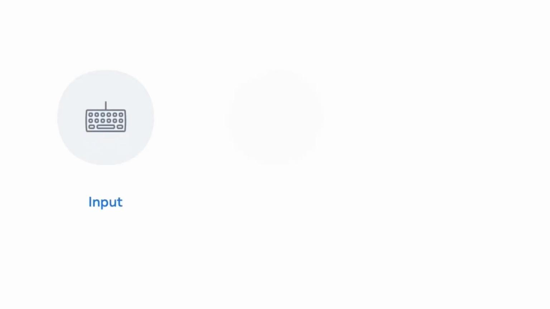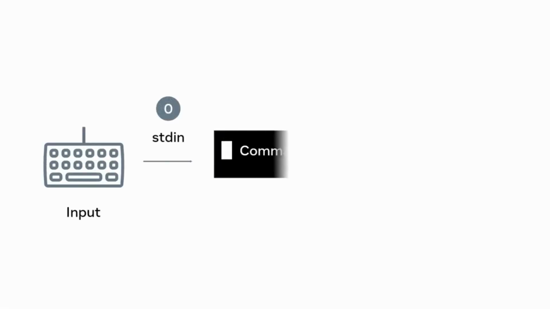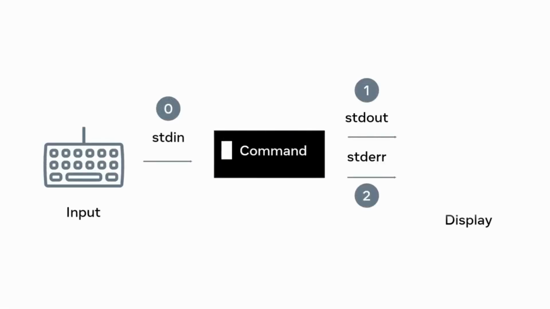There are three types of I/O or input-output redirections: standard input, standard output, and standard error. The shell keeps a reference of standard input, output, and error by a numbering system. The 0 is for standard input, 1 is for standard output, and 2 is for standard error. Now you will learn about each of these redirection types.